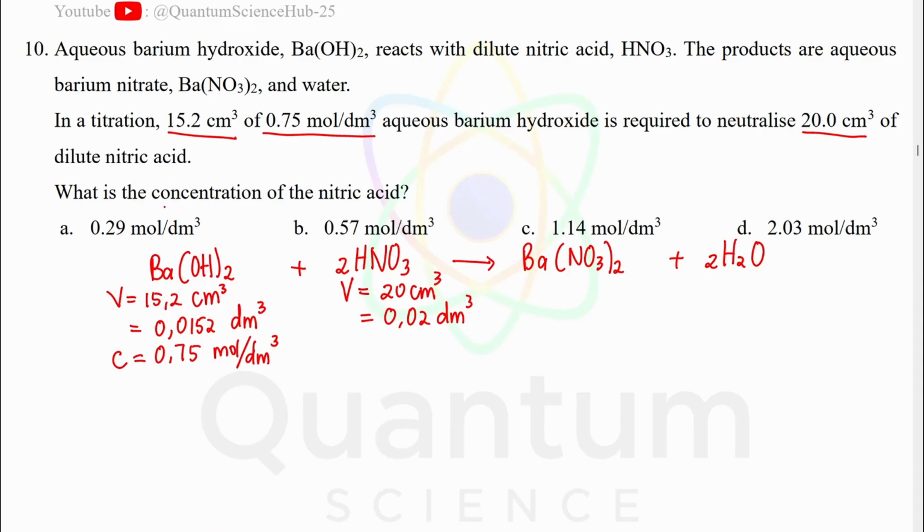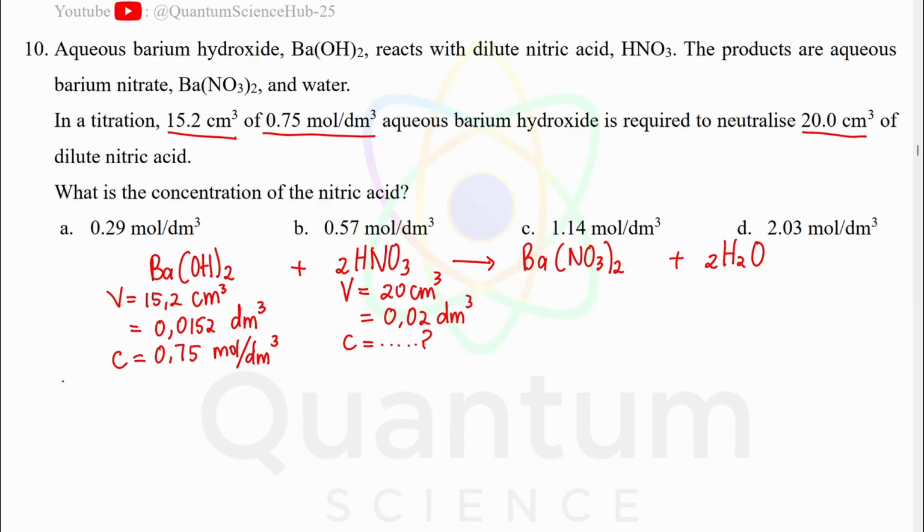The question asks: what is the concentration of nitric acid? So nitric acid concentration equals question mark. Now, we want to find the mole, right? The mole equals CV. So how to find concentration? C equals mole divided by volume. But we don't know the mole here, so that's why we find the mole of this Ba(OH)2 first, and then we use that for the other mole, okay?